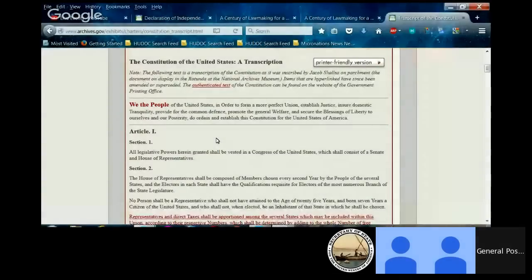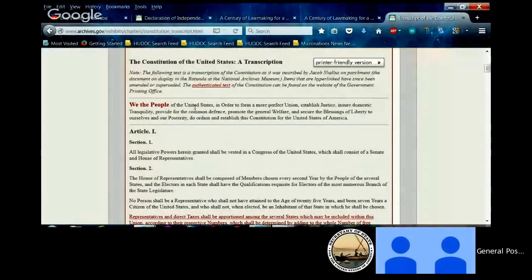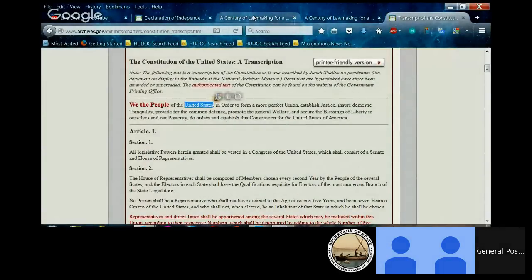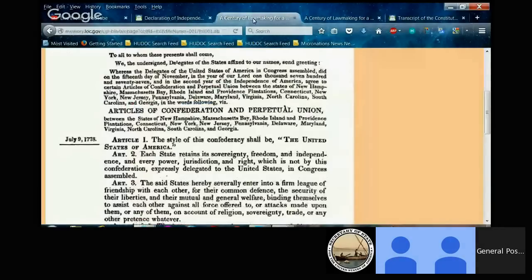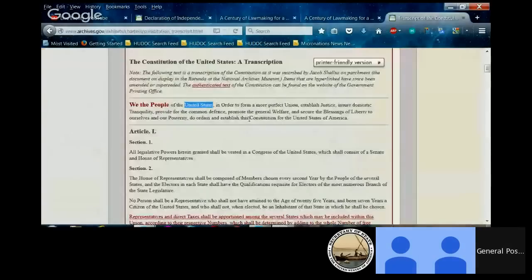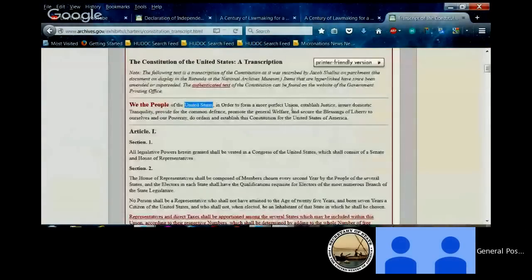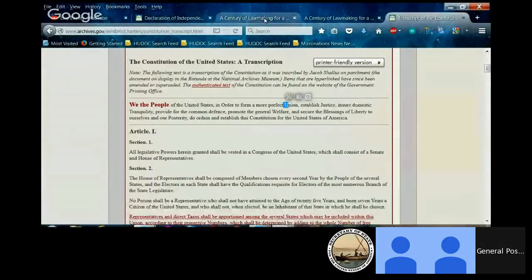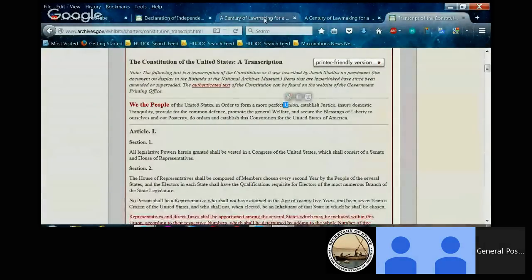Now, it says, we the people of the United States. Now there's a completely different entity. I thought it was the United States of America. Because the style of the Confederacy is what? The United States of America. And that's where all the independent states are. Now they want to form a more perfect union. They're still talking about this same union, which is right here, perpetual union, upper and lowercase letters.